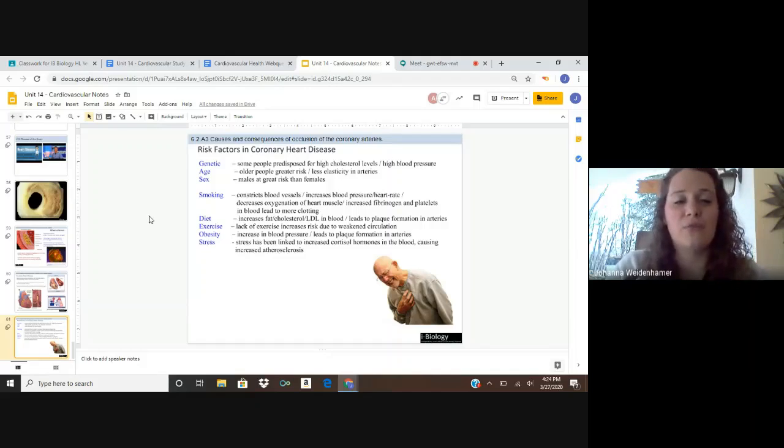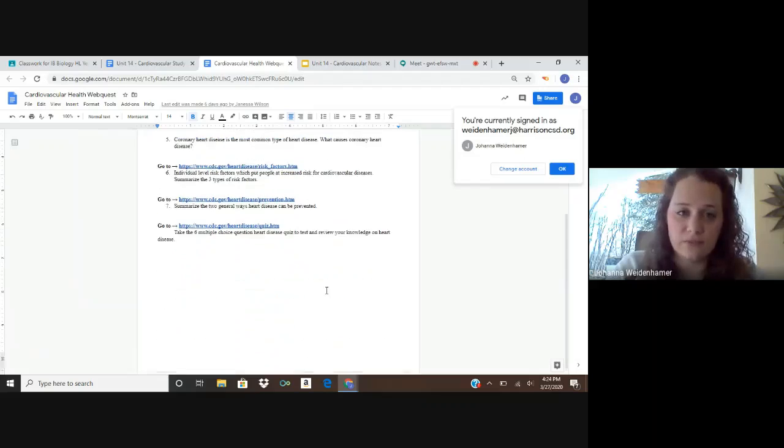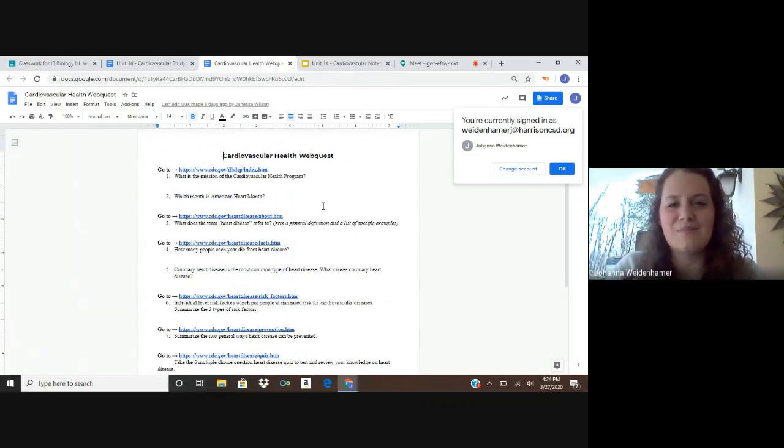So now that we've gone through these slides for today, our classwork is going to be looking at the cardiovascular health web quest. So now you're going to use these different links to go through the different heart diseases and go through the risk factors, causes, symptoms. So I want you to analyze and go through using these different links. I believe I messed up yesterday's video and said that this was for homework for yesterday, but it's actually today's homework. So if you could get that done for work today.